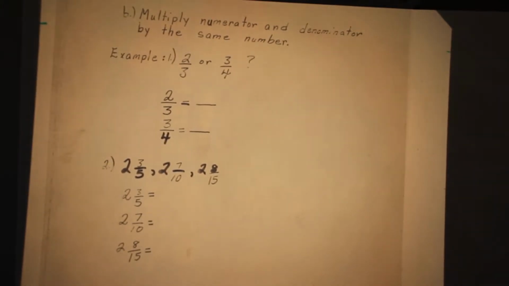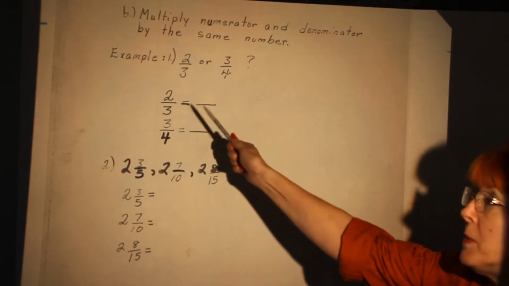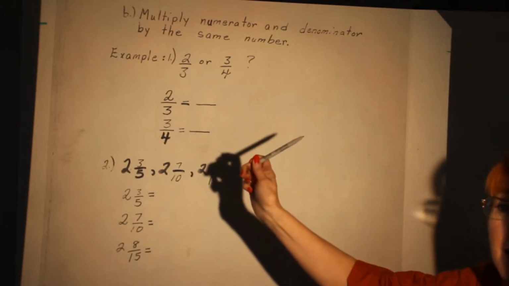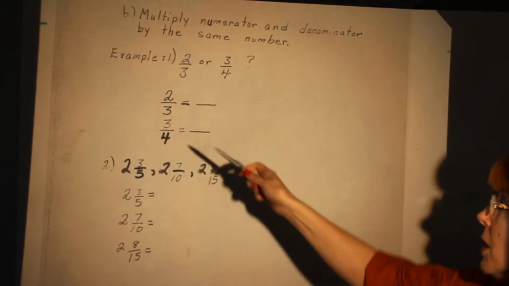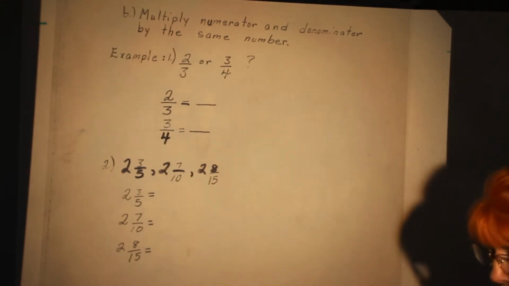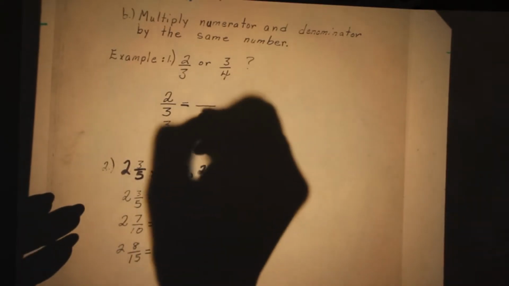Whatever denominator you end up with, it has to be something that both, in this case, 3 and 4 will divide into evenly. Sometimes multiplying the two will give you a huge number, and then maybe something smaller that you can figure out. In this case, the easiest number is 12.